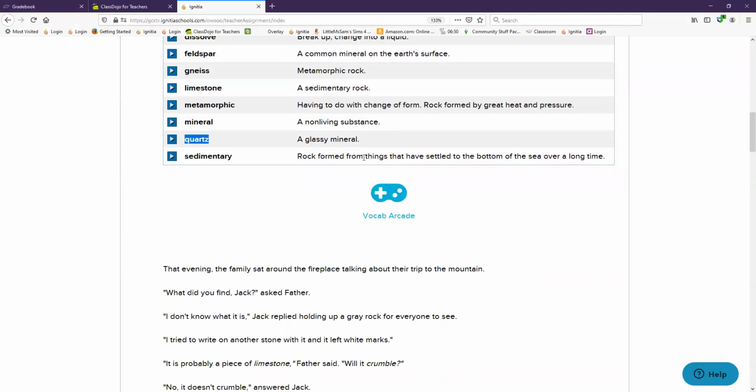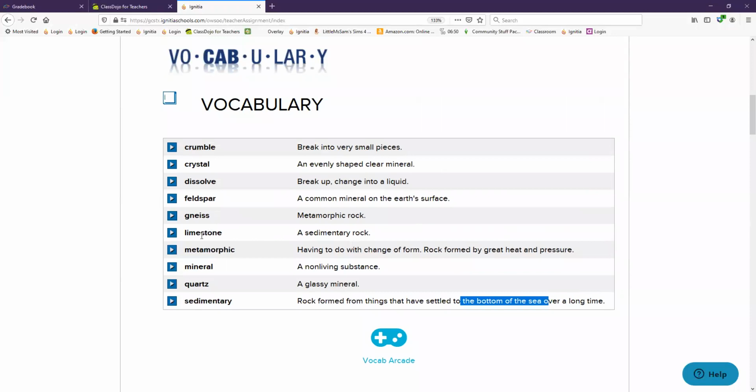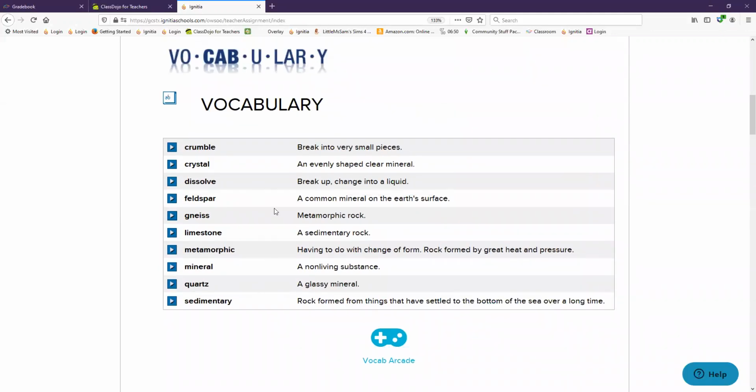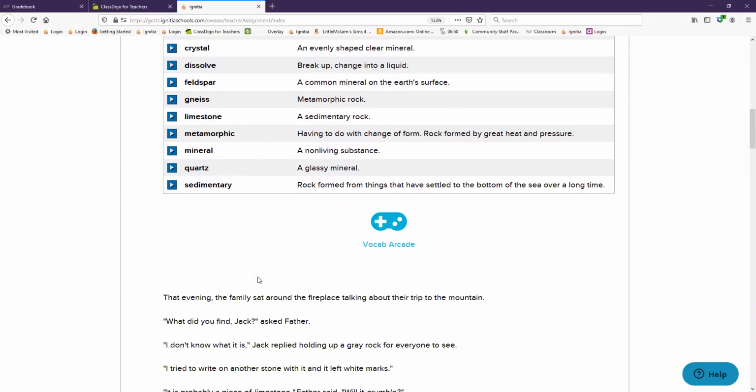Sedimentary, rock formed from things that have settled to the bottom of the sea, like dirt and rock that have formed at the bottom of the sea, which helps create limestone. Remember, limestone's a sedimentary rock. Sedimentary rock, things that are formed from things that have settled to the bottom of the sea. I do want you to pause right here, and I want you to memorize your vocabulary words.